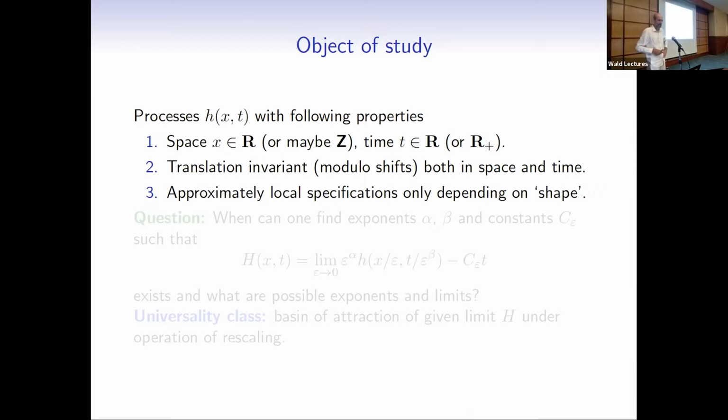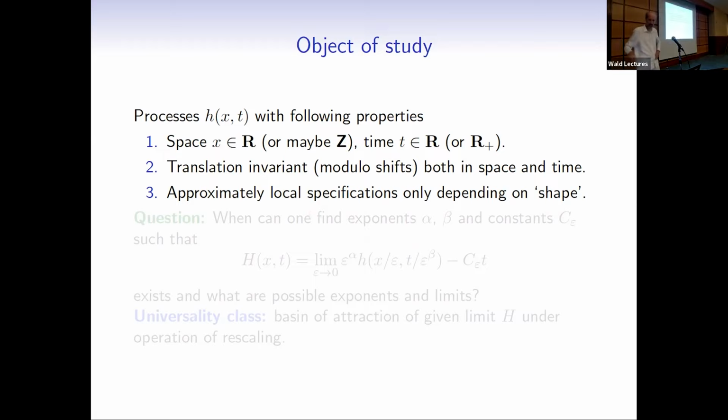The properties that you would have is, as already said, the space is one-dimensional, and time is always one-dimensional. It's translation invariant, or at least maybe translation invariant by the integers, so you want some kind of stationarity in space. You would also want it to be either stationary in time, or at least have a stationary version in time. And the last property, I call it local.